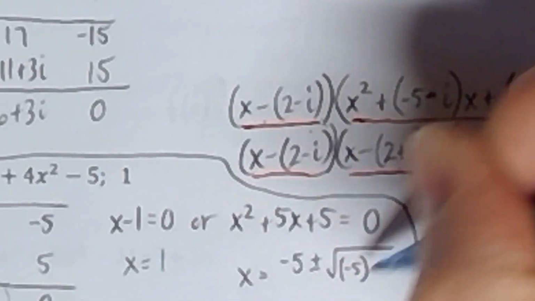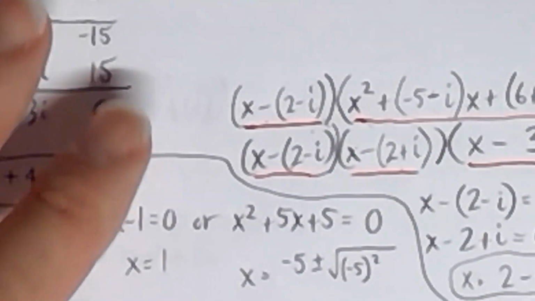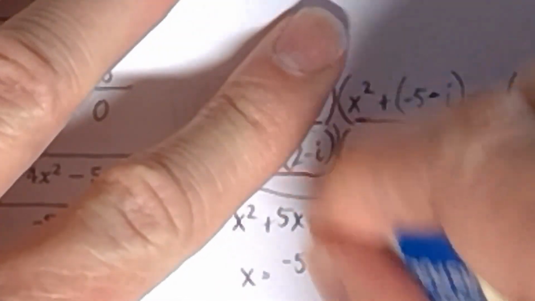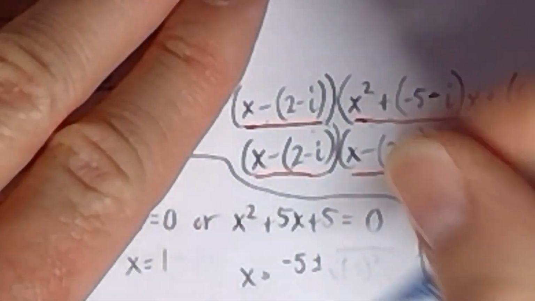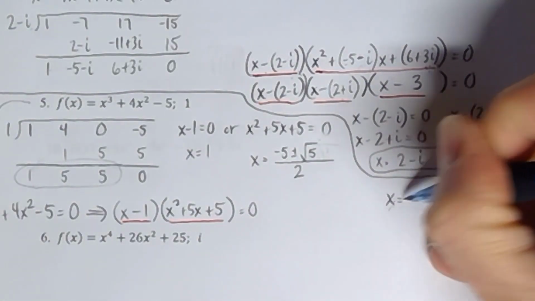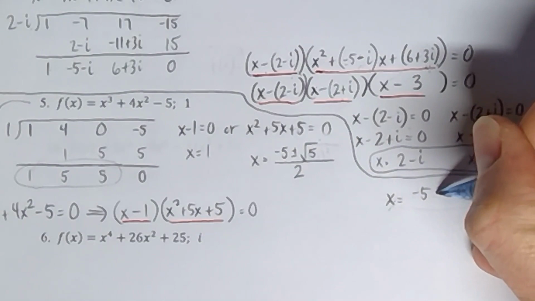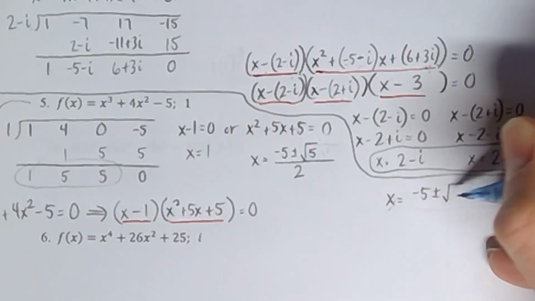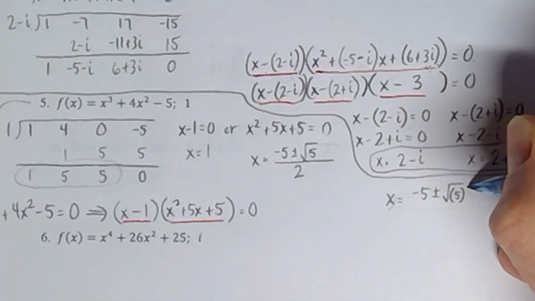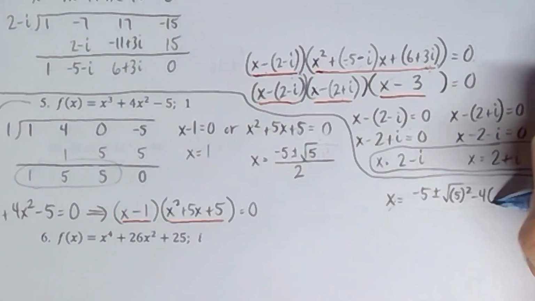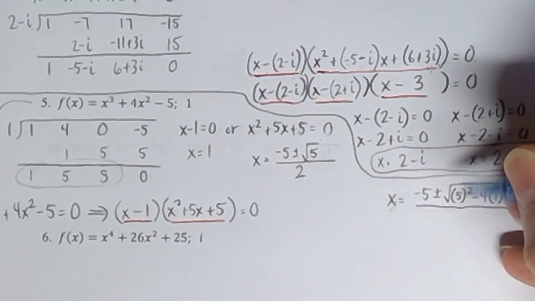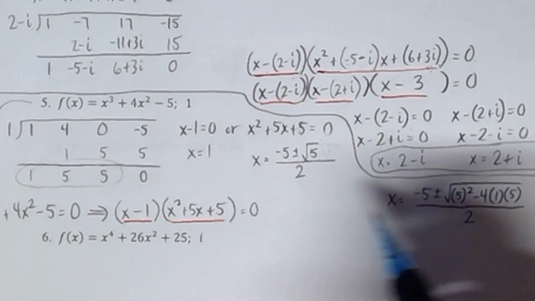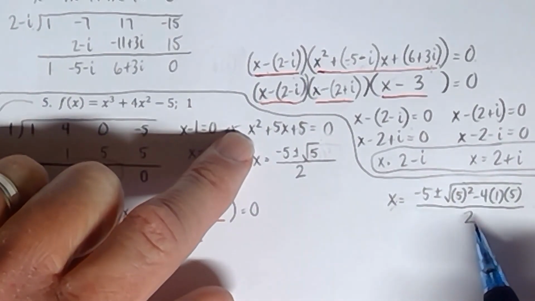negative 5 squared. You know what, I'm running out of room here. I'm going to do this off to the side, and then I'll bring the answer back up here. That'll be a lot easier. So let's write this down here. Negative 5 plus or minus the square root of 5 squared. I'm just following the formula from section 1.4, the quadratic formula, divided by 2 there, because that's 2 times the first coefficient.